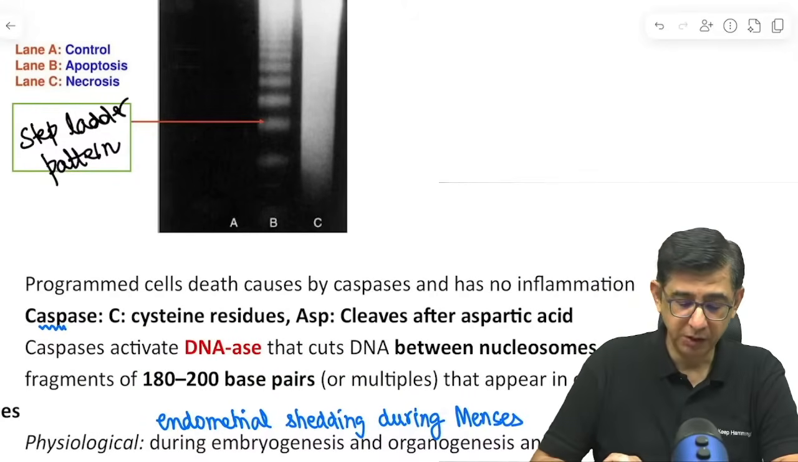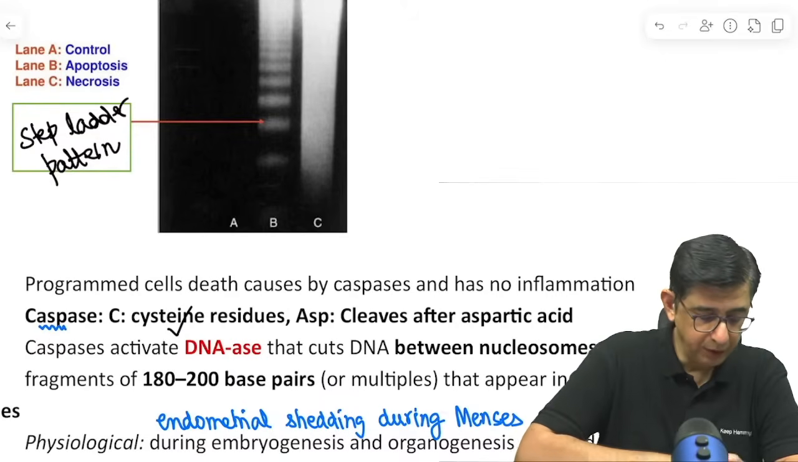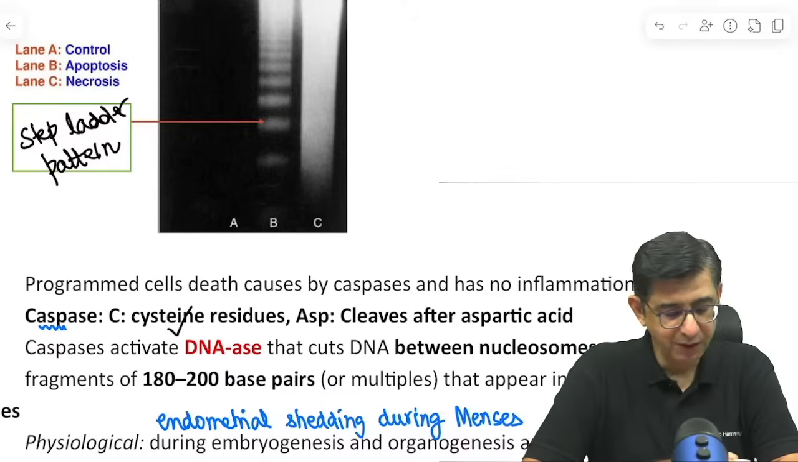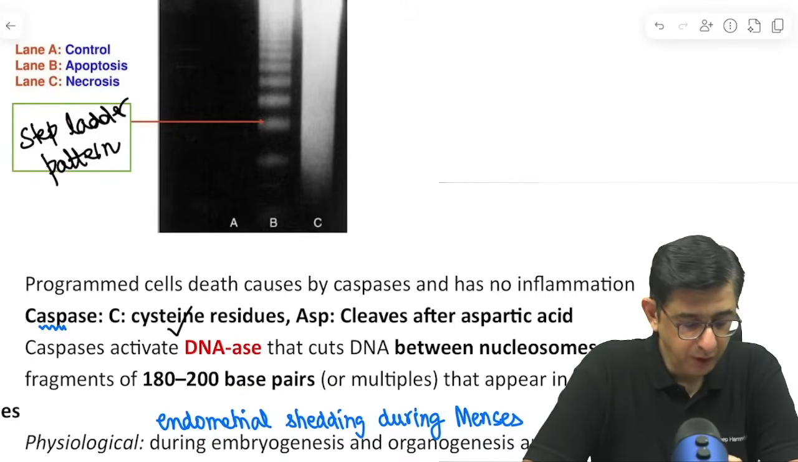C would be for cysteine residues. Yeah, the pancreas can have both liquefactive as well as fat necrosis. Exactly, both can be possible. That's why, Chauhan, you asked that question.